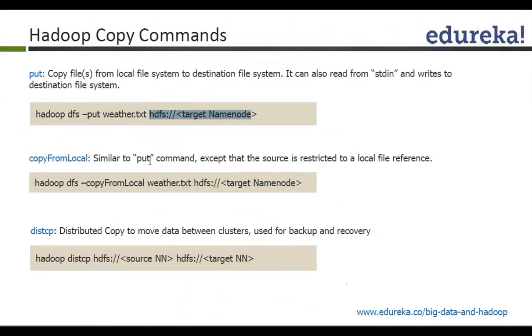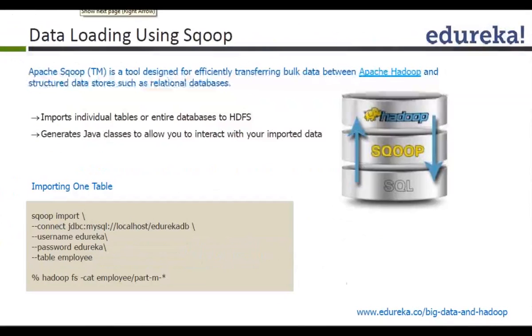at this particular location. You can also use minus copyFromLocal. The only difference is it is restricted to the local file reference. You cannot read from a standard in. And then you will have distributed copy, which is for moving data between clusters if you want to do any backup or a recovery. So these are the standard Hadoop copy commands that we have. So let's continue. So this is about Hadoop copy commands.